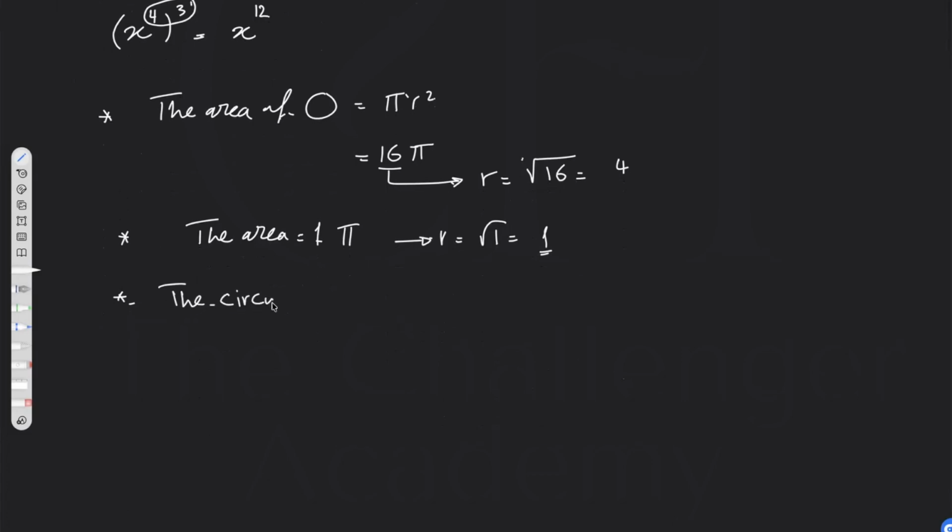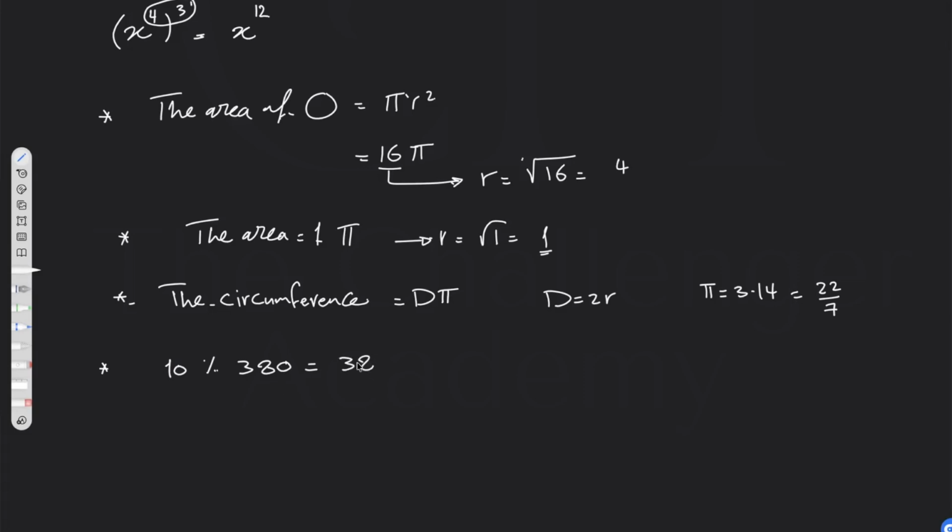The circumference of the circle equals diameter times pi. And you know that also the diameter equals 2r, and pi equals 3.14, or 22/7. If you want to calculate 10% of a number that ends with 0, like 380, just cross the last 0, so it's 38. For example, 10% of 360 is 36.